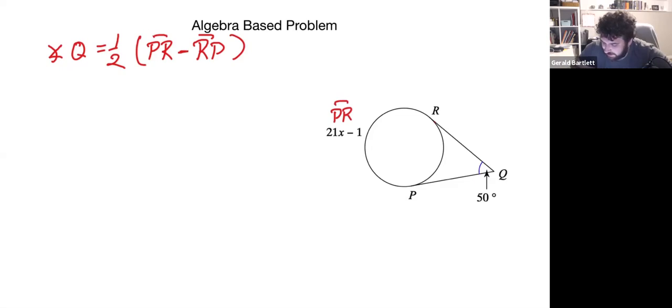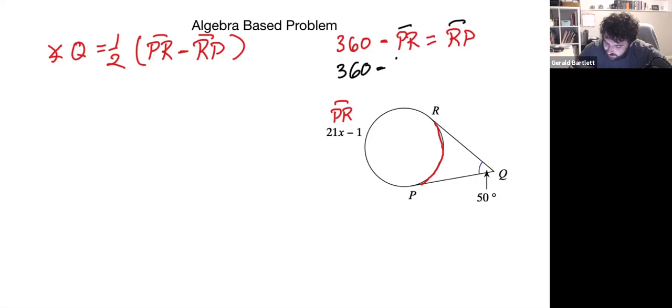I need this guy, which simply put is just going to be 360 degrees minus arc PR to get arc RP. Go ahead and plug in what you had. So 360 minus, and in parentheses, 21x minus 1 gets us the missing arc that we need, RP, not RR. Make sure we distribute the negative through to both parts like we're supposed to do.